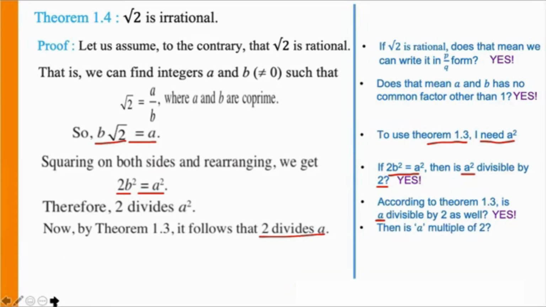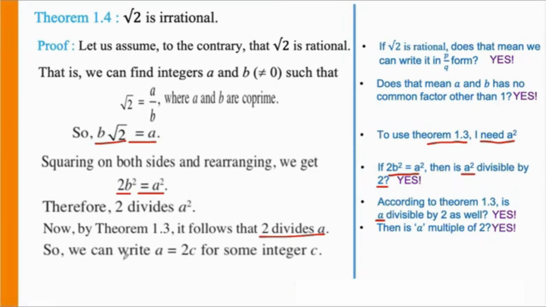Therefore, can we say that a is a multiple of 2? Yes, a has to be an even number. It has to be a multiple of 2. So that's yes. We can write a as a is equal to 2c. That means it could be any number which is a multiple of 2. So we write c here as a variable for any integer c. So a can be written as 2c.